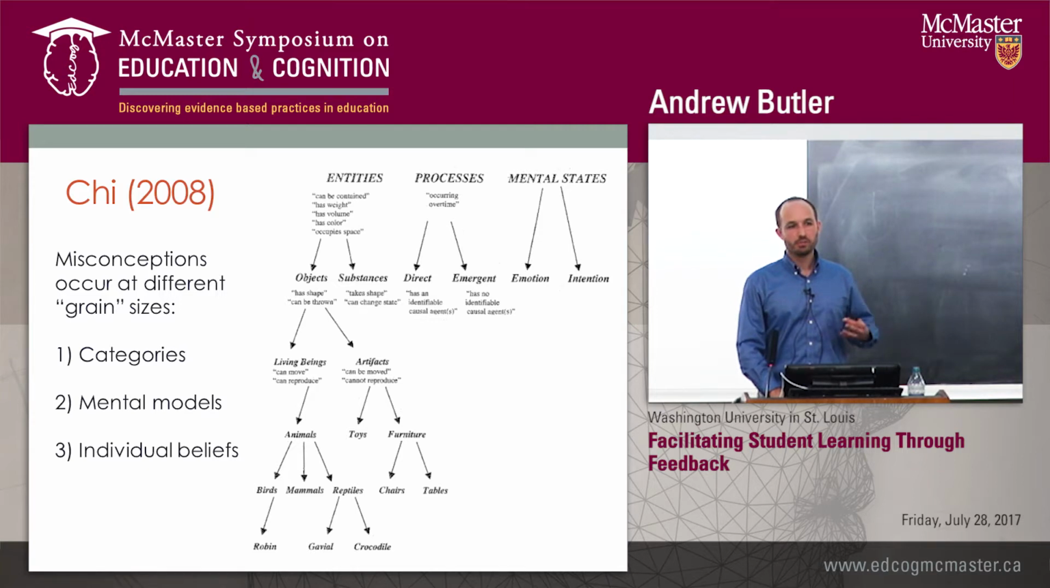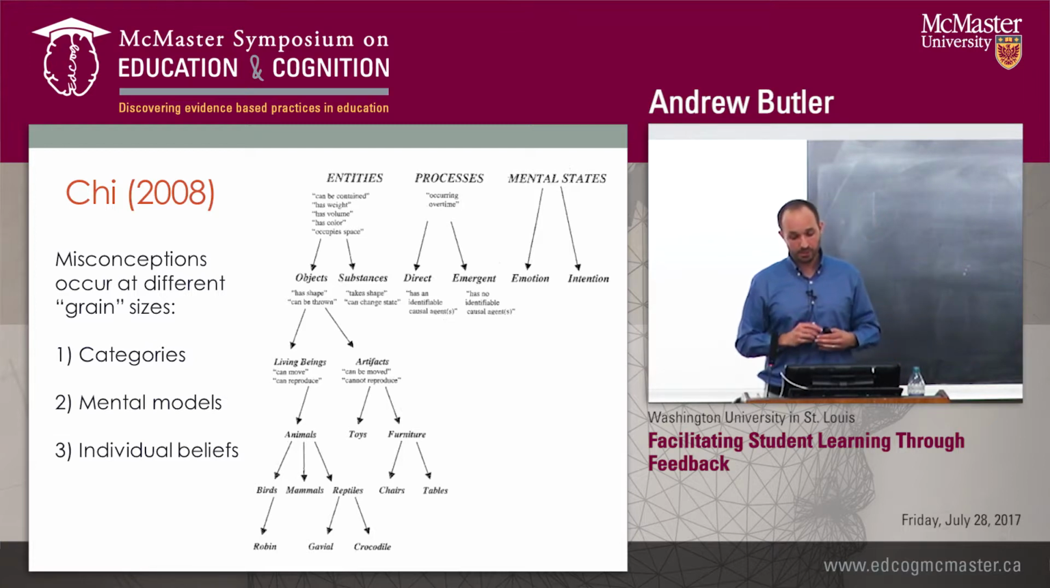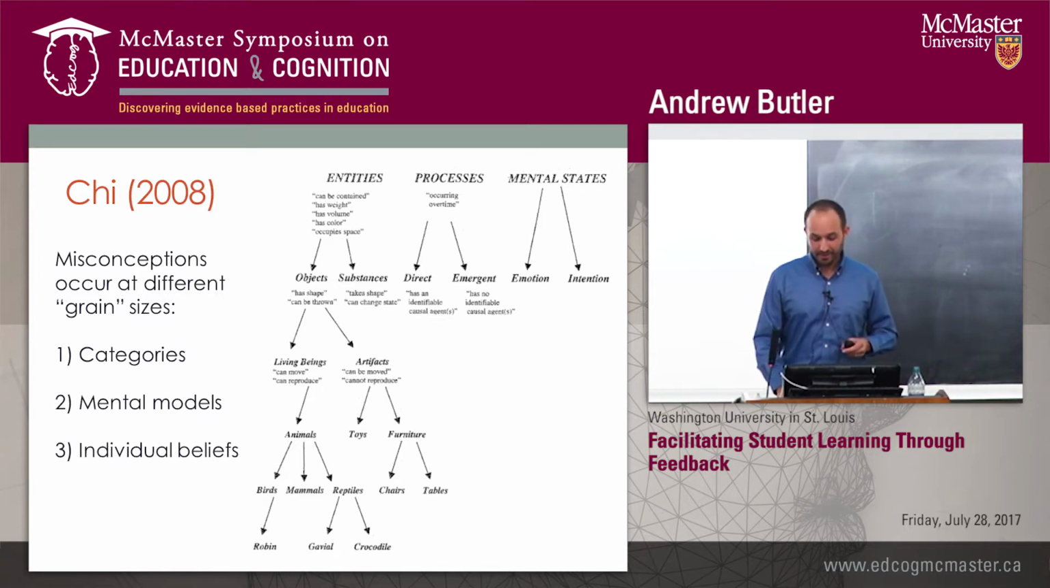Then you have things like mental models, right? So this might be something like how the seasons are caused, how the Earth revolves around the sun, or how the heart and the lungs oxygenate blood, right? And then you have individual beliefs, which is kind of the lowest level here maybe. And this could be things like Sydney is the capital of Australia. What's the capital of Australia? Canberra, good, right. A lot of people will say Sydney.